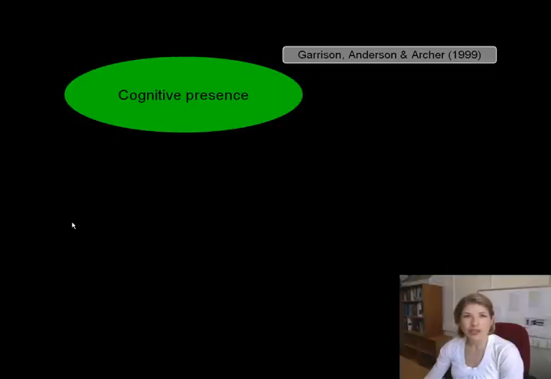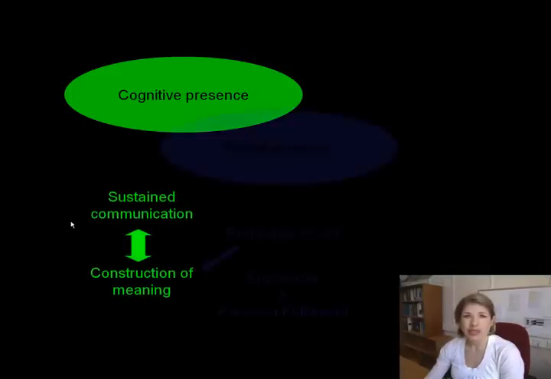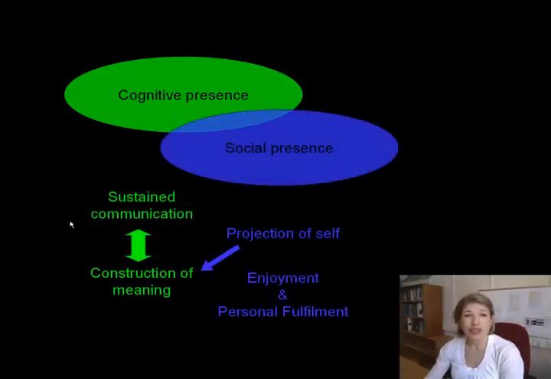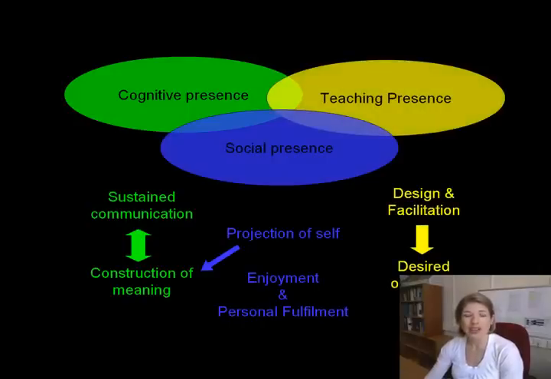Cognitive presence is about the construction of meaning through sustained communication. Social presence is the degree to which learners are free to project themselves as real people. This promotes the construction of personal meaning and also ups the enjoyment factor. Teaching presence is the degree to which a tool allows an activity to be designed and facilitated with the aim of achieving learning outcomes.